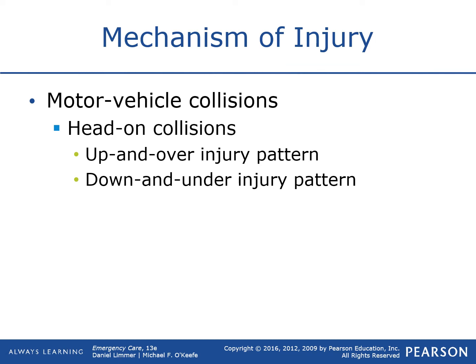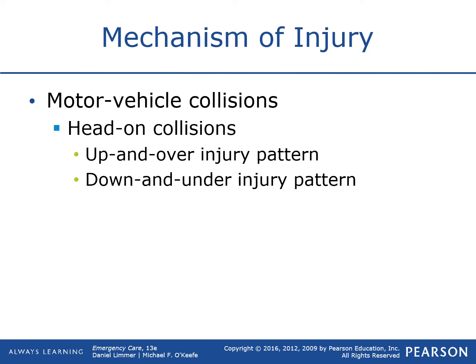Another thing that we look for in motor vehicle collisions, especially in head-on collisions, we have what are called up and over and down and under. And this refers to the dash. Mainly if someone is not restrained with a seatbelt, they will either go up and over the dash and usually get ejected from the vehicle, and sometimes they'll go down and under the dash and they'll stay inside the vehicle, but they'll have a lot more injuries to their lower body.